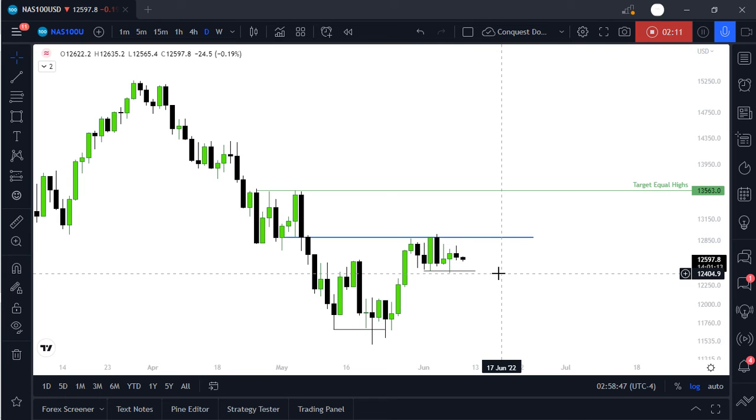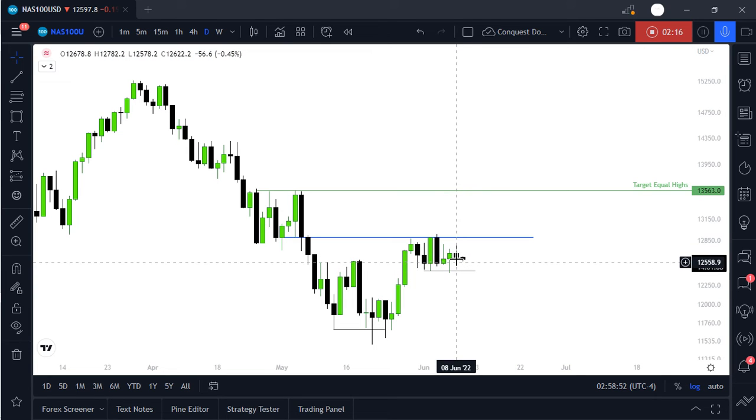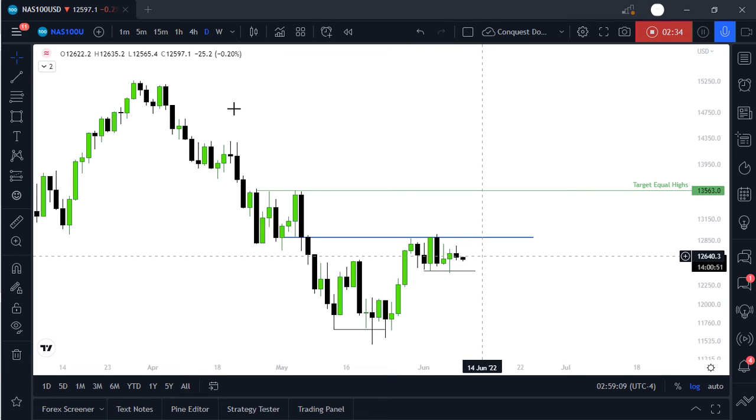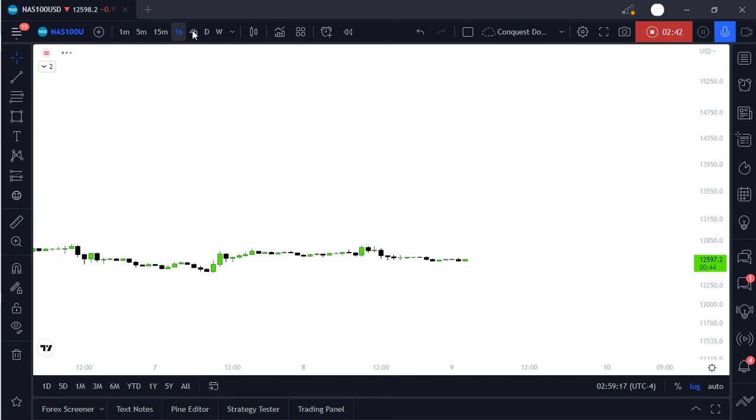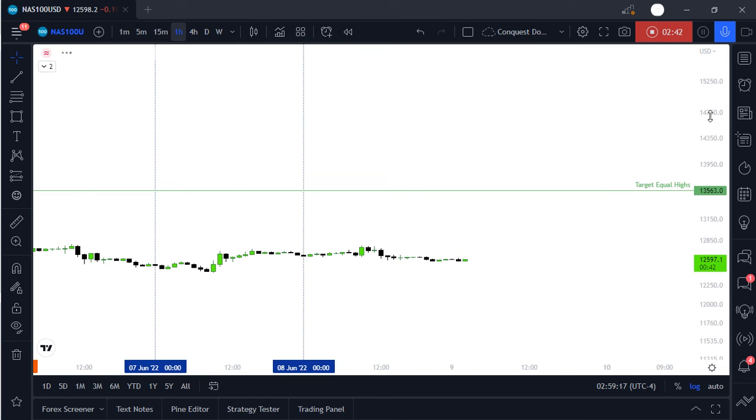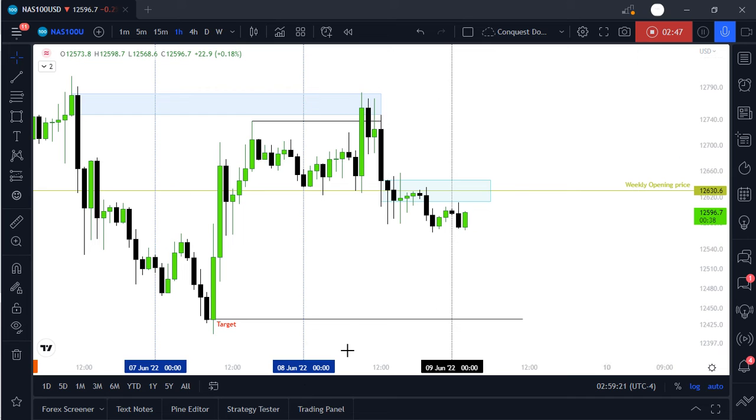Another thing that I want to bring up is that we can see this candle right here, it's 2:58 New York time right now, and price has already traded below the previous day's low. So if we can go down to the 1 hour time frame to take a good look at why I am projecting a bearish day for the NASDAQ today on the 9th of June 2022.